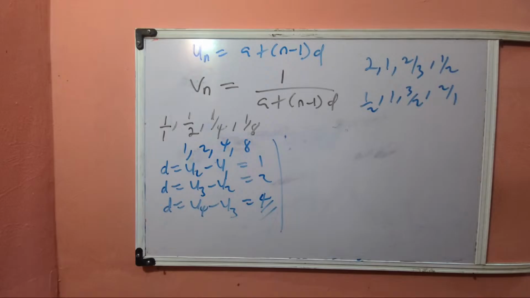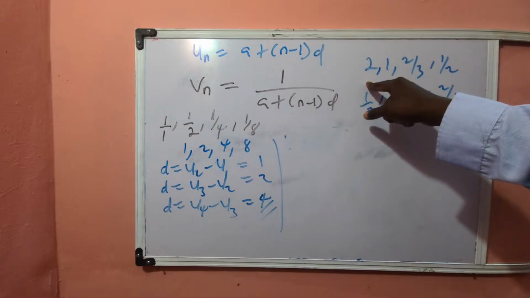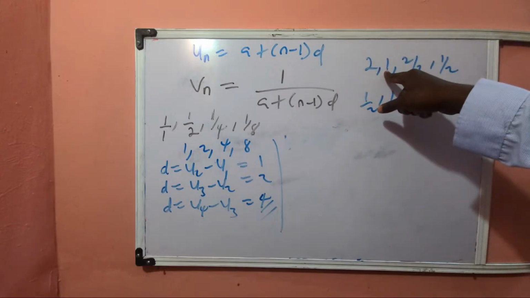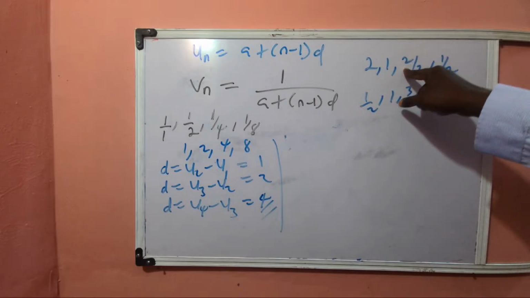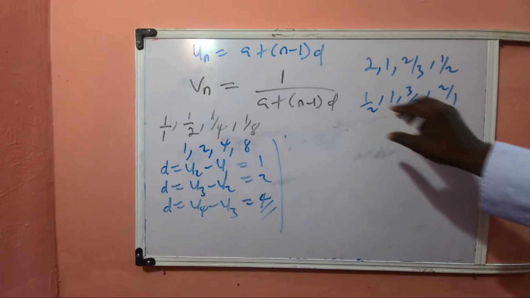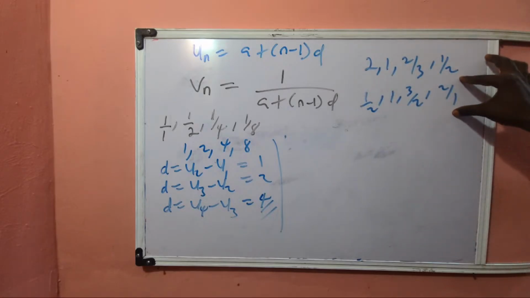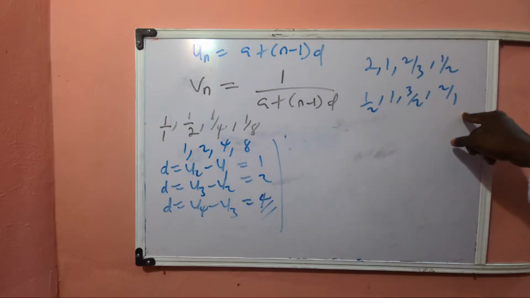But when I went on to investigate using the definition, I discovered that the reciprocal of 2 over 1 is 1 over 2. Reciprocal of 1 over 1 is 1. Reciprocal of 2 over 3 is 3 over 2. Reciprocal of 1 over 2 is 2 over 1. All right. By default, if this is a harmonic sequence, this reciprocal is supposed to be an AP. Let's try and investigate this.